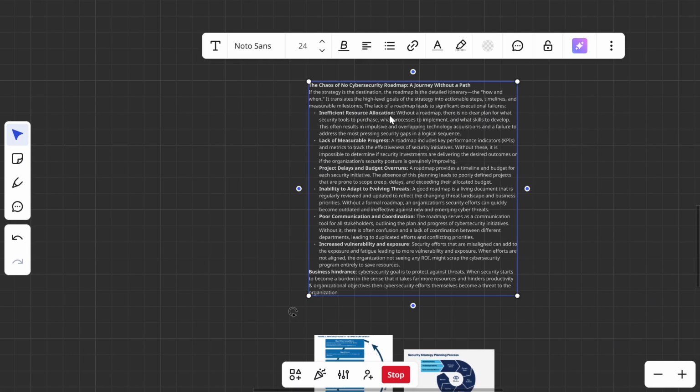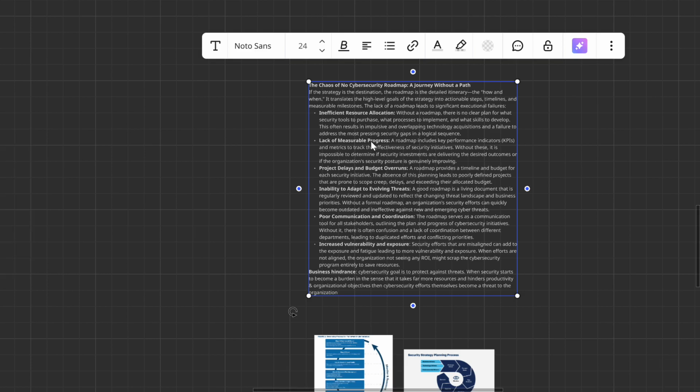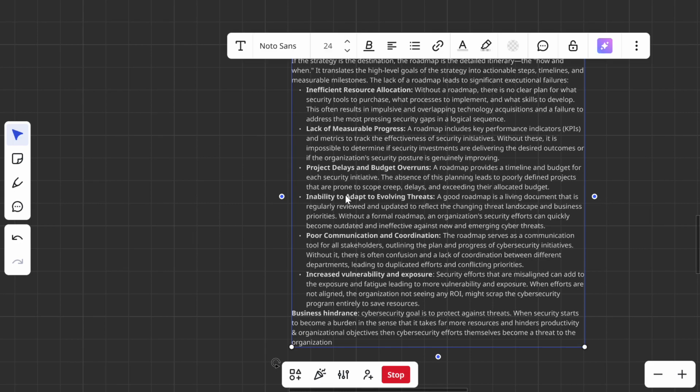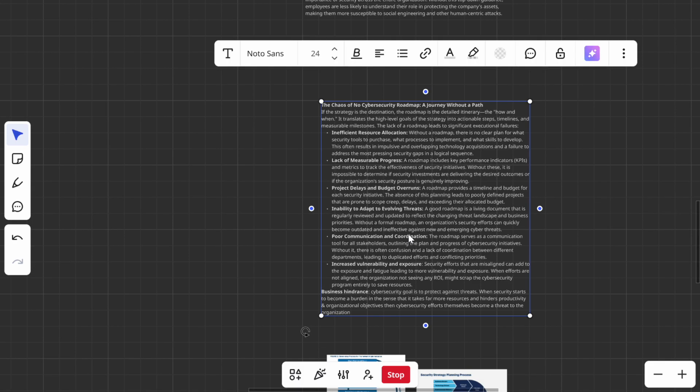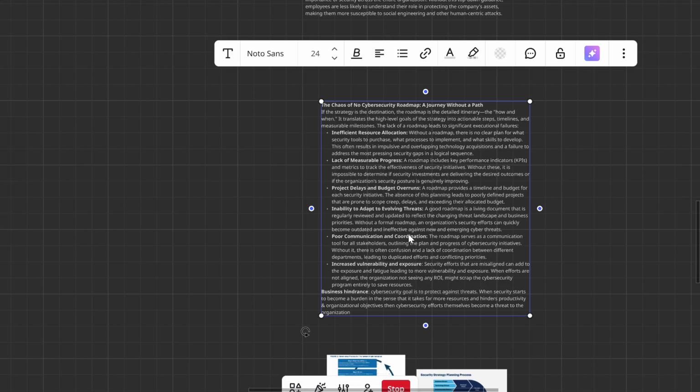The same goes for a roadmap. If you don't have a roadmap, you're going to have a problem with resources. You would not know the progress. Where are we in terms of strategy? There could be delays. You might not be able to evolve. Poor communication and coordination, and exposure. You get the point. The point is that strategy and roadmap is very important.